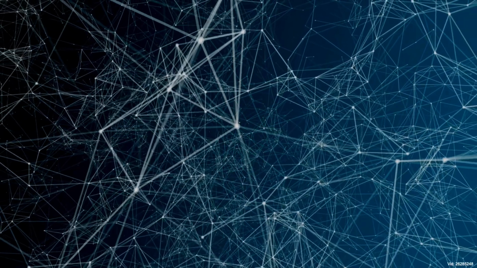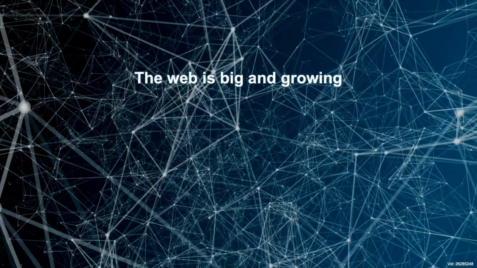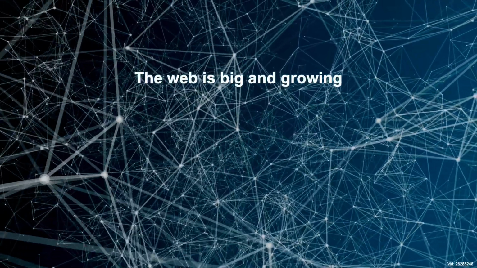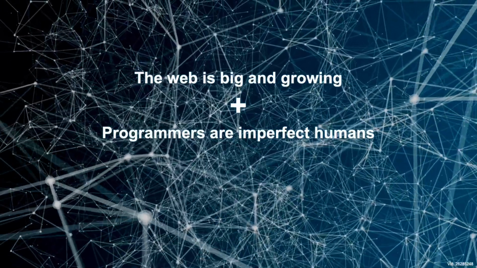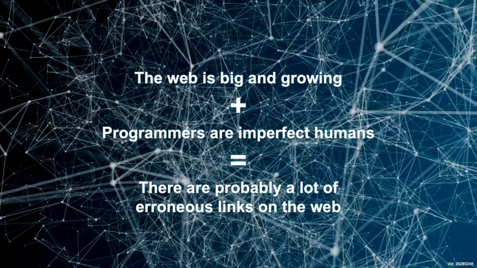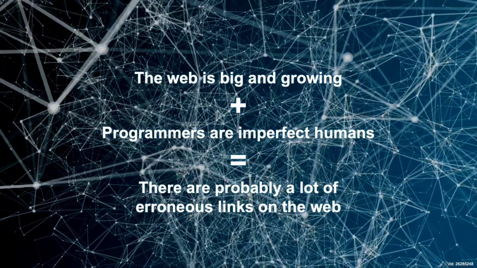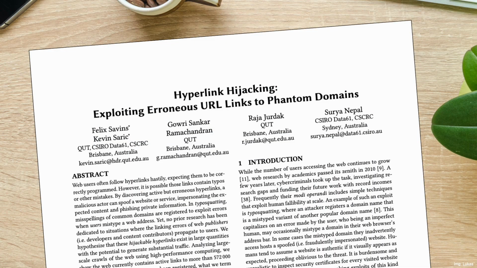These observations led us to consider a few axioms. One, that the web is big and growing. And two, that programmers are imperfect humans despite any claims to the contrary. As a result, we thought there are probably a lot of erroneous links out on the web. Investigating this theory is what inspired our paper, Hyperlink Hijacking: Exploiting Erroneous URL Links to Phantom Domains, where we set out to analyze the web at scale for these erroneous hijackable links.